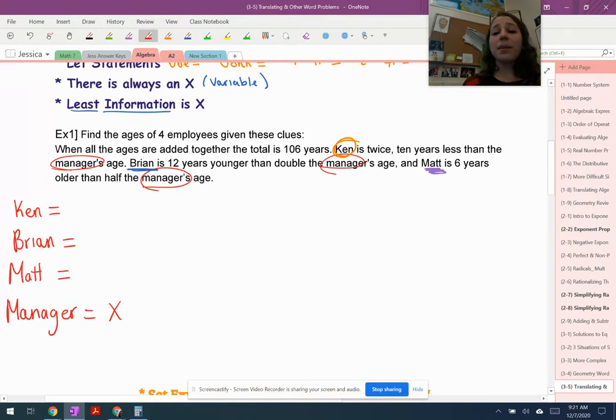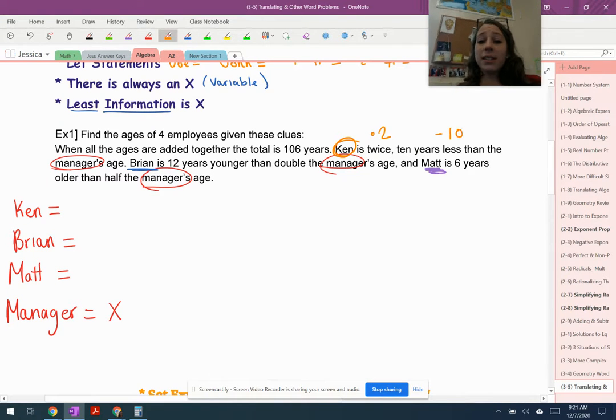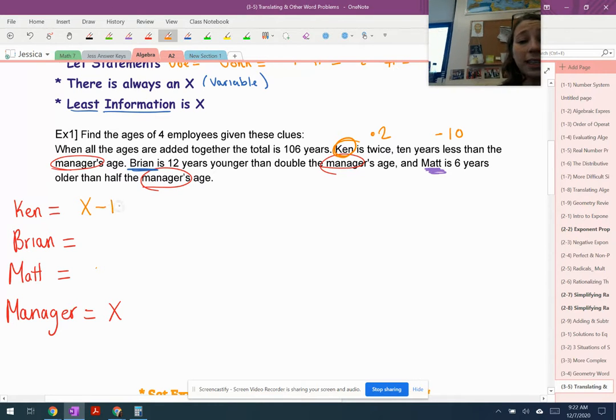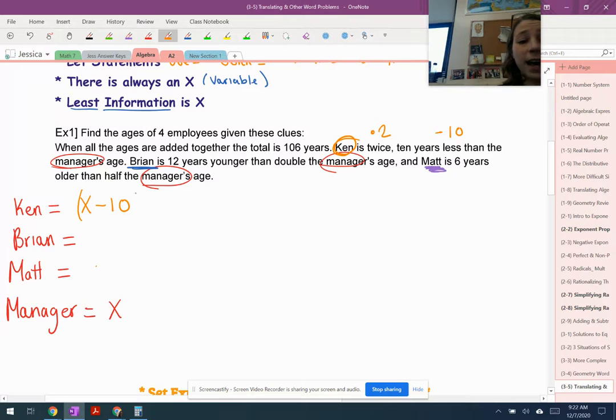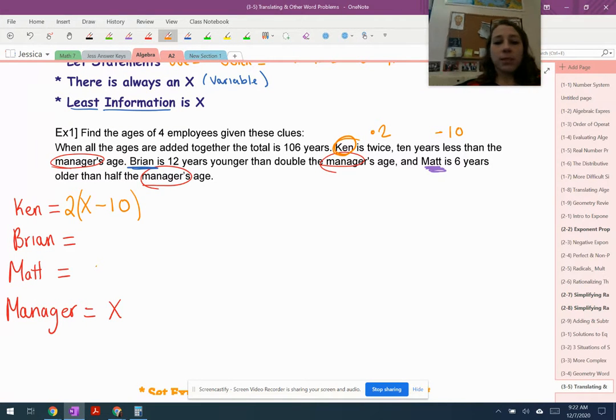So now, Ken being twice, so that's times 2, 10 years less is minus 10. So twice 10 years less than the manager's age. So that's the manager's age, which is X, minus 10, and then that expression times 2. And the reason we know that it has to be in parentheses here is because it is twice 10 years less, meaning that 10 years less is coming off first, then you're taking twice of it, hence the parentheses.